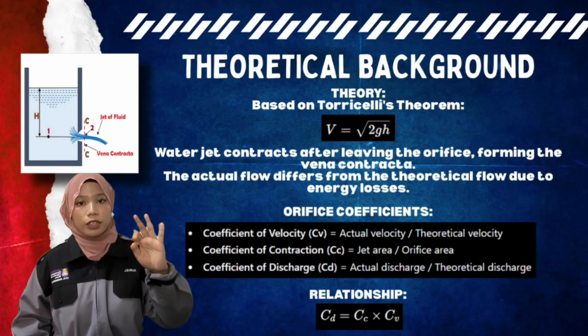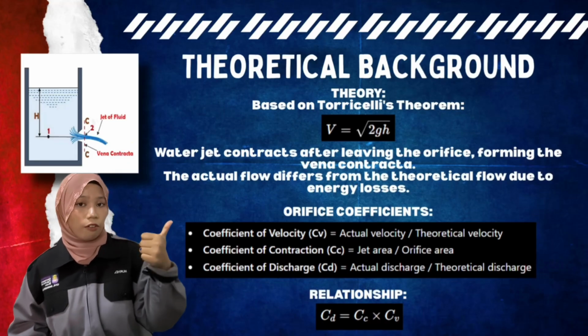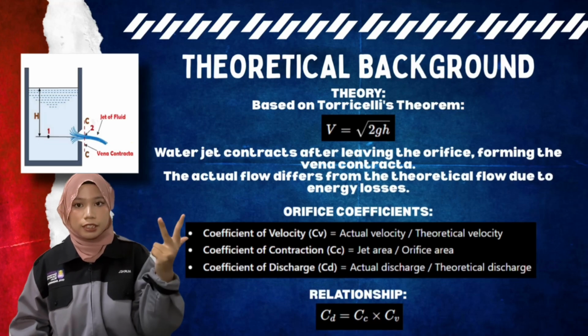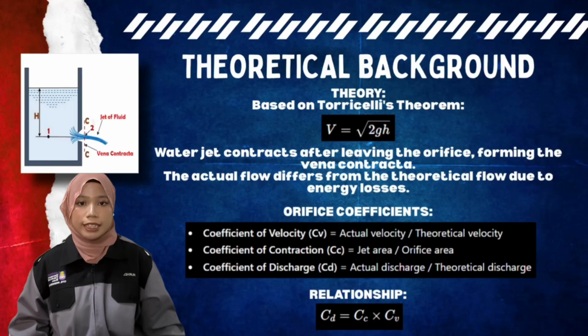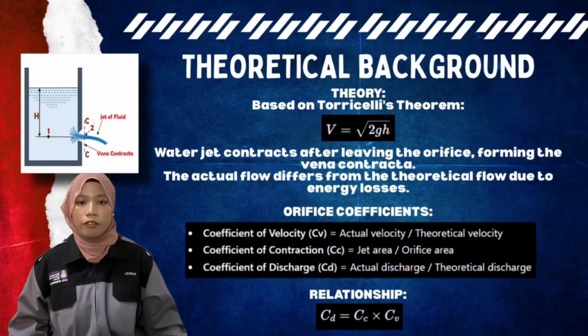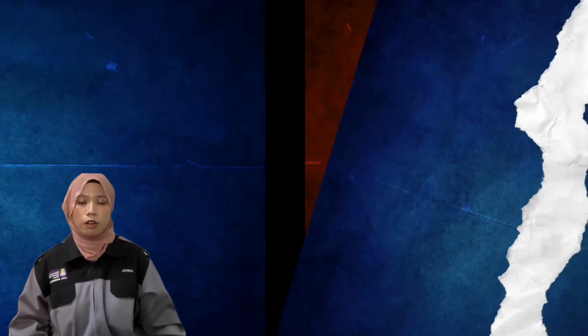There are three important coefficients: coefficient of velocity, coefficient of contraction, and coefficient of discharge. These coefficients are related by the equation CD equals CC multiplied by CV. Among them, the coefficient of discharge is the most important because it represents the overall performance of the orifice.